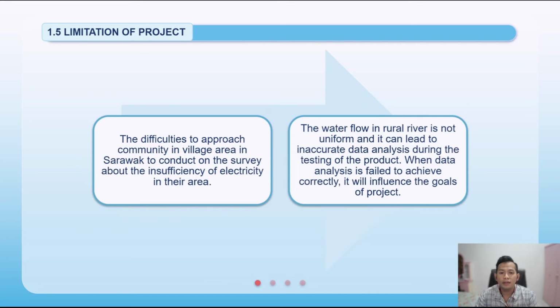Due to the COVID-19 pandemic, there are 2 limitations of the project that need to be considered. Firstly, the difficulty of approaching the community in village areas in Sarawak to conduct a survey about the insufficiency of electricity in their area. Then, the water flow in a rural river is not uniform or steady, and it can lead to inaccurate data analysis during the testing of the prototype. When data analysis fails to be achieved correctly, it will influence the goals of the project.